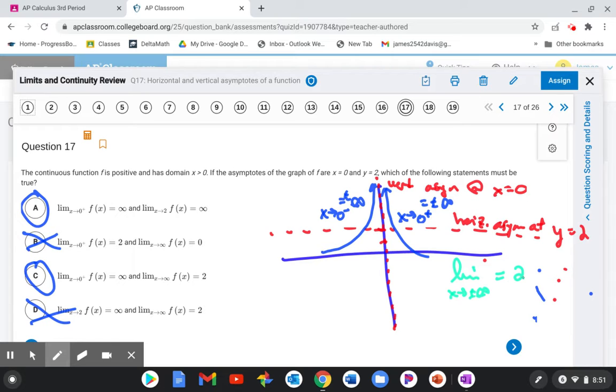So of these two that are left over, it looks like this one is the good one. Limit as x goes to infinity, positive infinity in this case, equals 2. Again, it could have been negative infinity. Either one would have been fine, but this one satisfies both. This one does not. It has them switched there. So the answer is C.